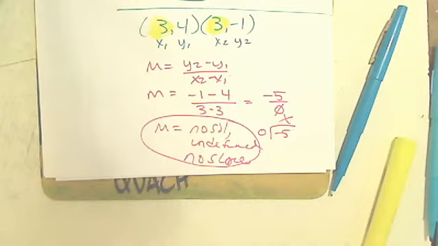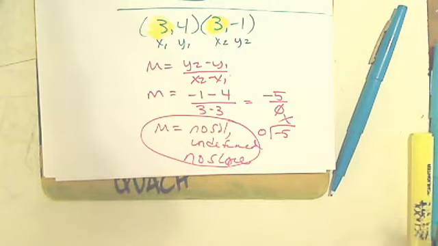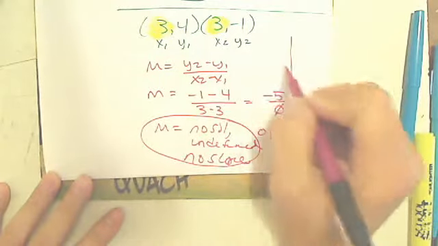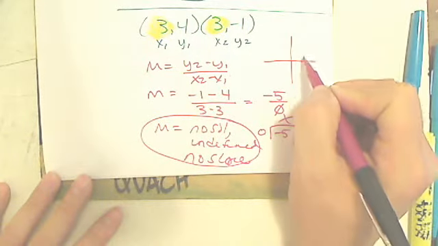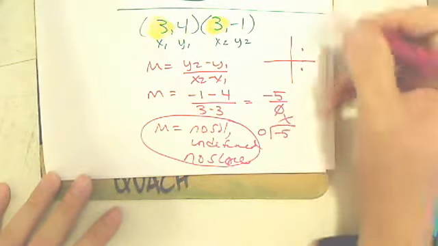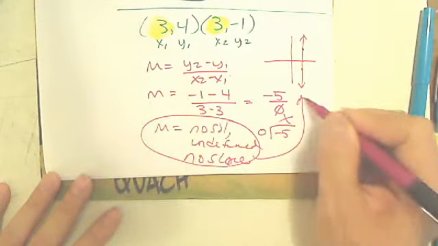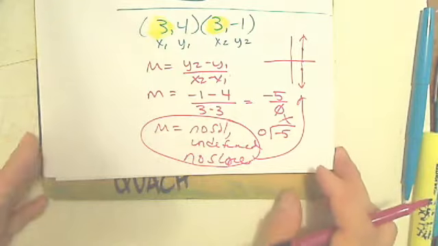So if the 0 was on the top, then that will be 0, that'll be going across. So here, if you think about it, if you do a quick sketch of this, 3, 4 is right here, 3, negative 1 is right here, it just goes up and down. So that is no slope. Okay?